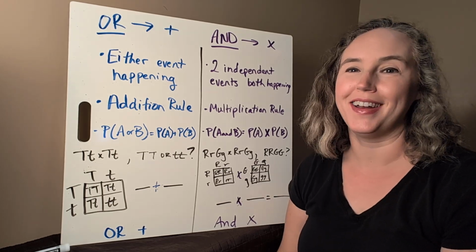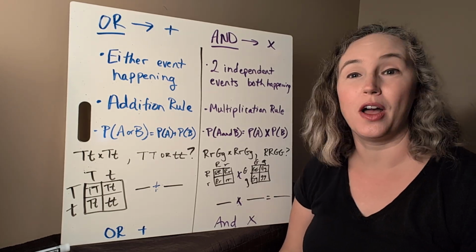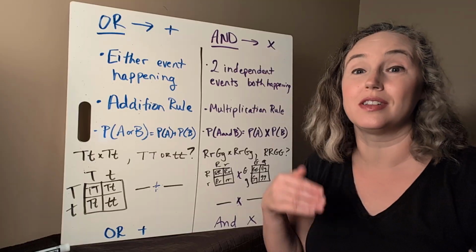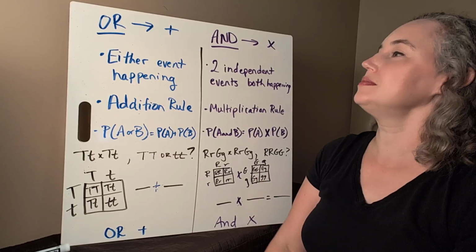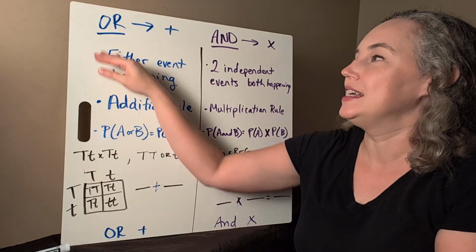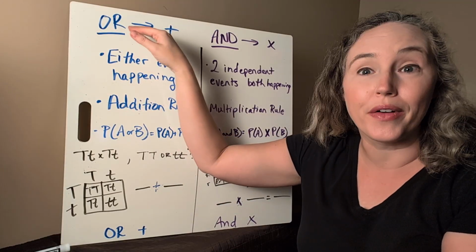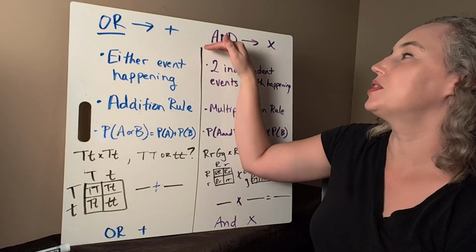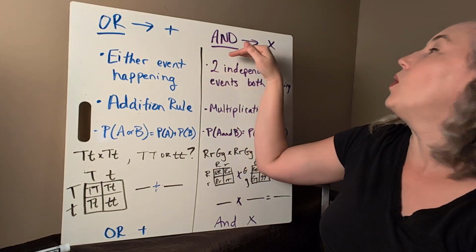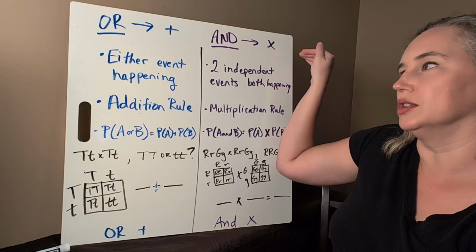Hi, it's Miss Parrott, and this is a quick video to help us know when to use the laws of probability on the AP Bio exam. If we have a question that tells us or, we're going to use the addition rule. And if the question asks and, we're going to use the multiplication rule.